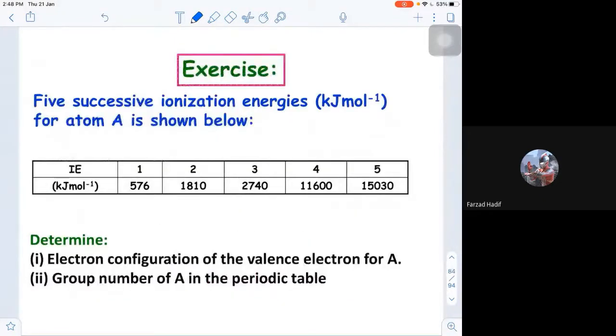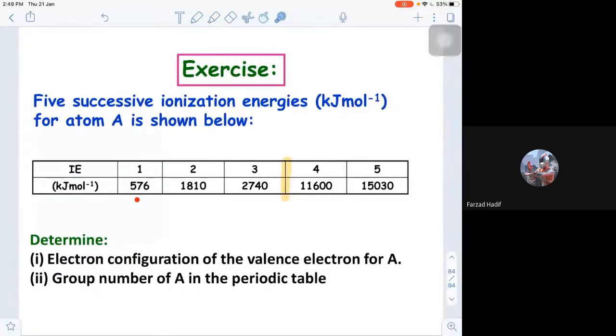The second example: these are the 5 successive ionization energies of A. Study the values. Idrina, where is your big jump here from this data? Okay, the big jump is observed between the third and the fourth ionization energy.